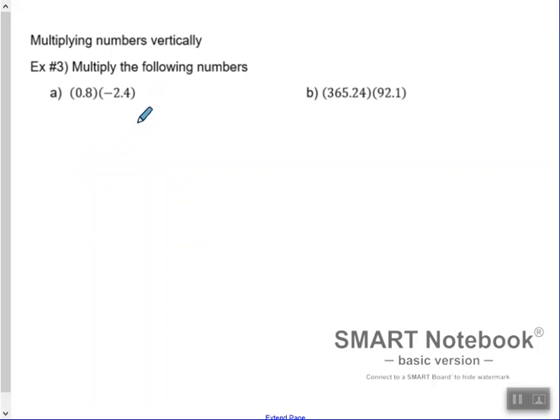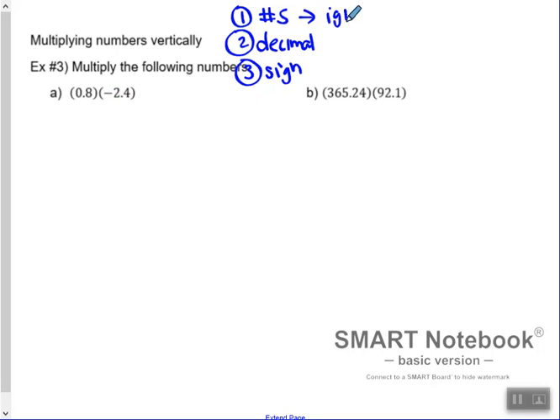So when we're multiplying decimals, we're going to basically treat them as usual. So first we're going to deal with our numbers, so we'll multiply our numbers. Next, we're going to deal with the decimal, so we're going to move that. And then third, we're going to deal with our sign. Okay, so dealing with the numbers first. When we're dealing with the numbers, we can just kind of ignore the decimal. We're going to deal with that in step 2.